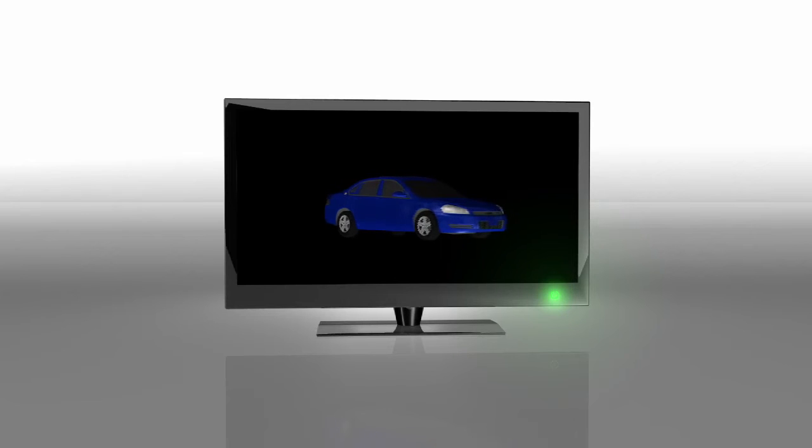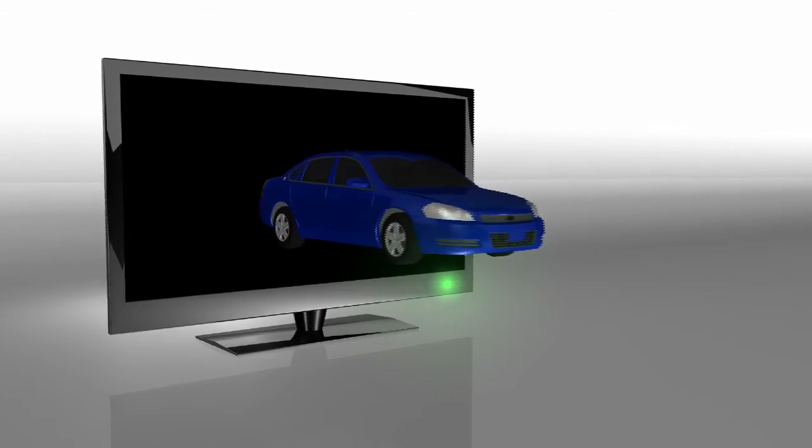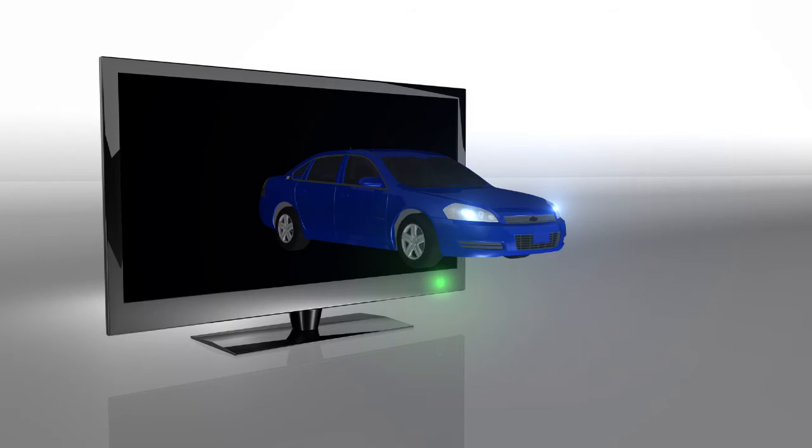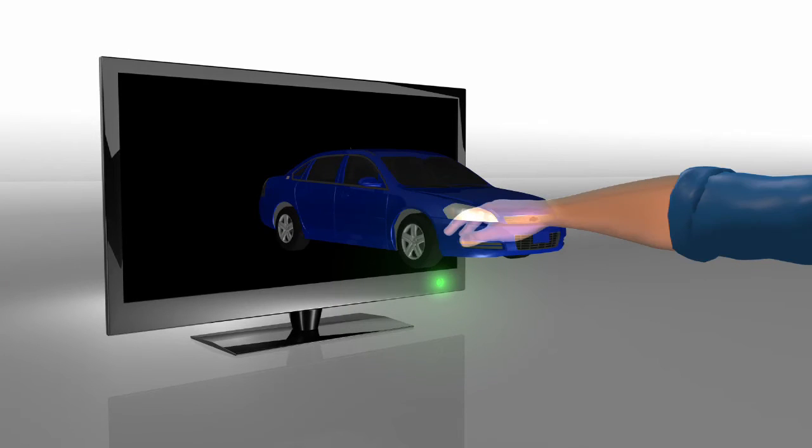Look at this projection of a 3D image. See how it comes out of the screen? What is happening here is that the eye is taking the frequencies being broadcast and creating the images you see. Look how my hand goes through the image. I can't touch it, can't hold it.